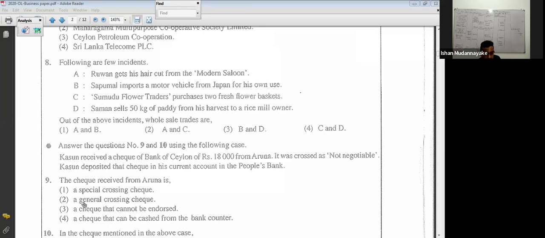Second one is answer. A general question check. Lamai, here, not negotiable, not a special question. To become a special question, they need to mention the name of a bank. Therefore, not negotiable check is a general question check. Second one is answer.